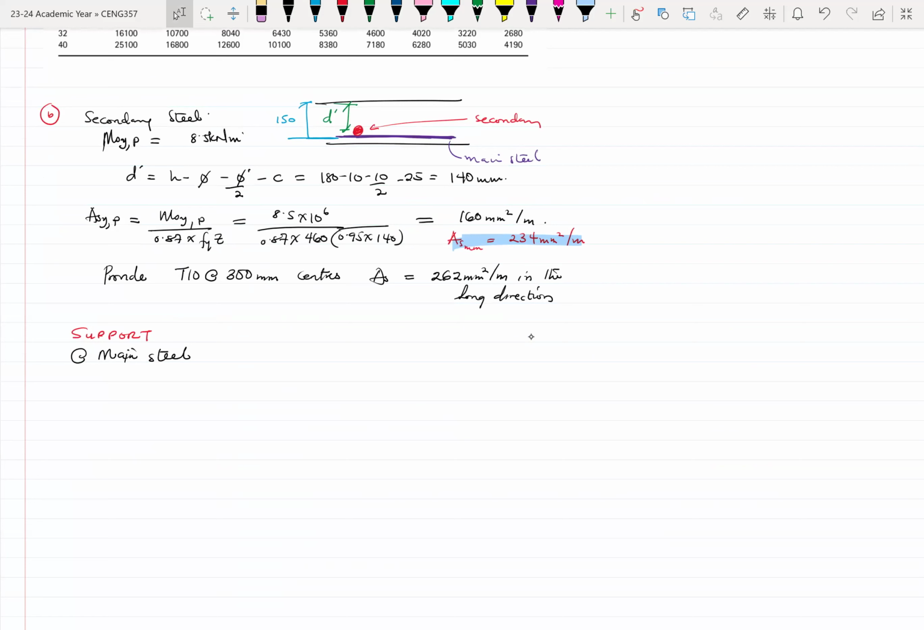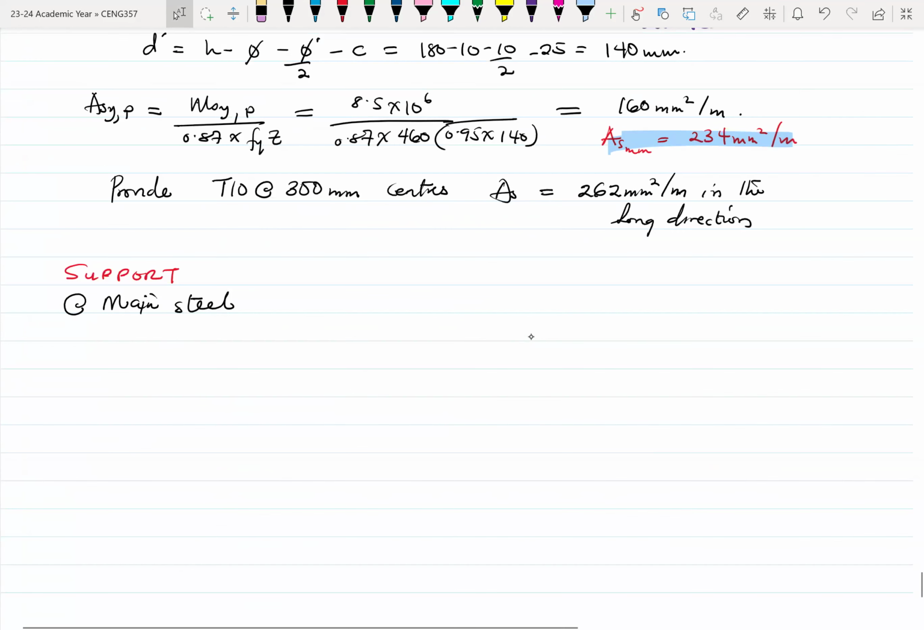All right, so let's look at the main steels for the top, the supports. So I think with that one, that would be MXXN, and we got that to be 17.8 kilonewton meter.